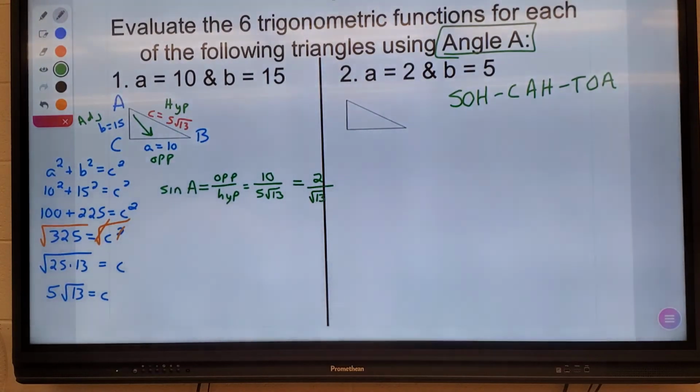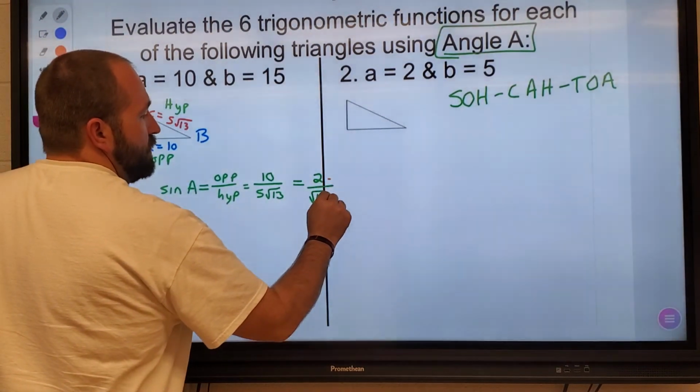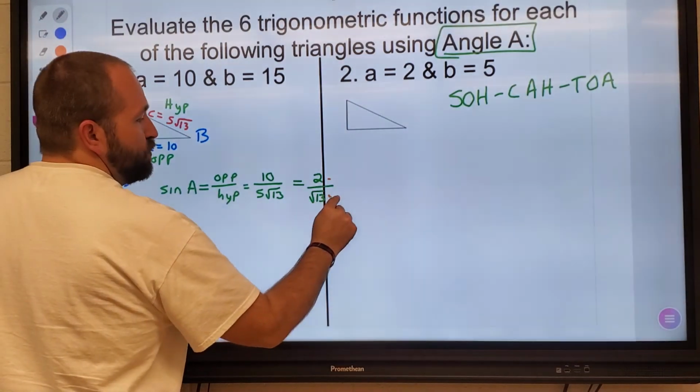The second issue is then that I cannot have a square root in the denominator. So again, on the previous page, I said you have to rationalize the denominator. And in order to do so, you're going to multiply the top and the bottom by that square root that's in the denominator. So I'm going to take this here and here and multiply by the square root of 13.